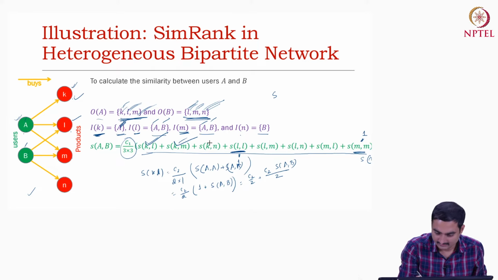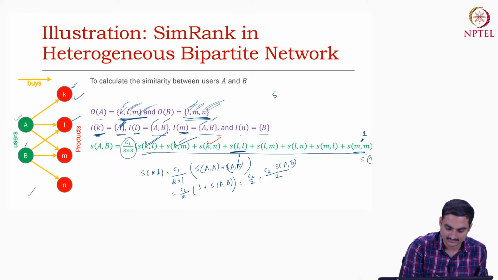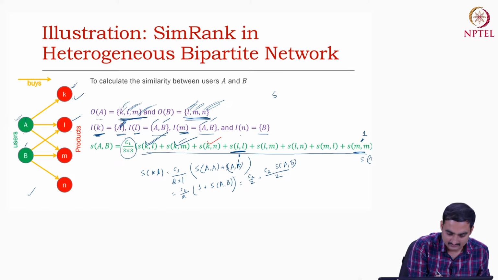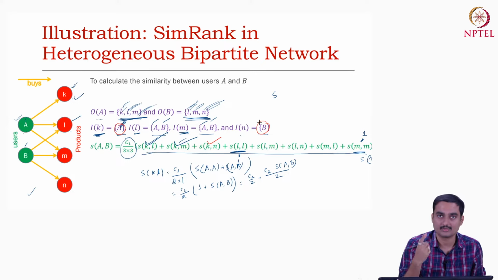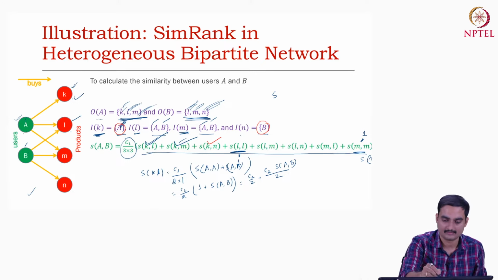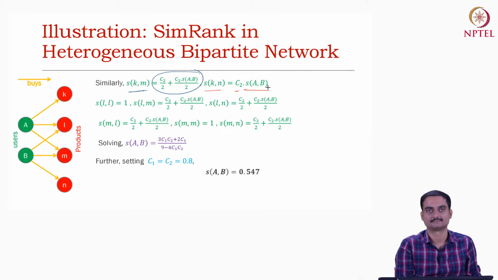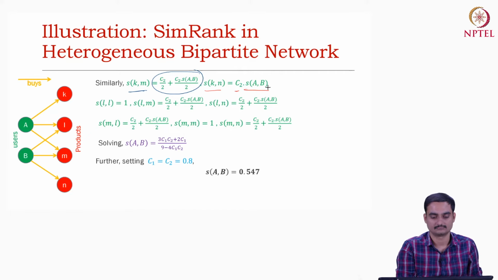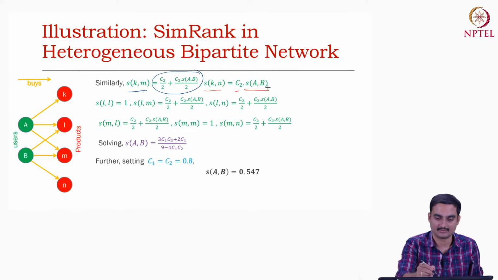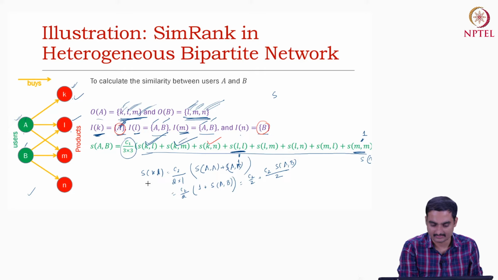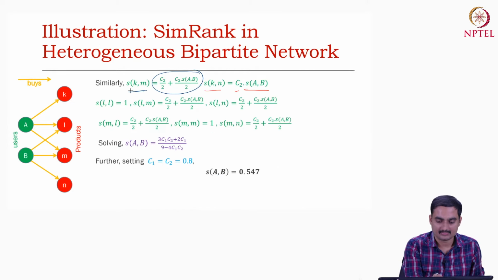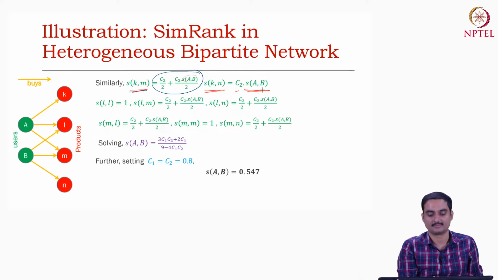Now, let us look at S of Kn. S of Kn means you have this and this. So, you have only one pair AB, right. So, S of Kn is C2 times S of AB. Okay. Try to understand what is happening. So, I am writing all this similarity in terms of S of AB. S of KL is a function of S of AB, S of Km is a function of S of AB, S of Kn is a function of S of AB.